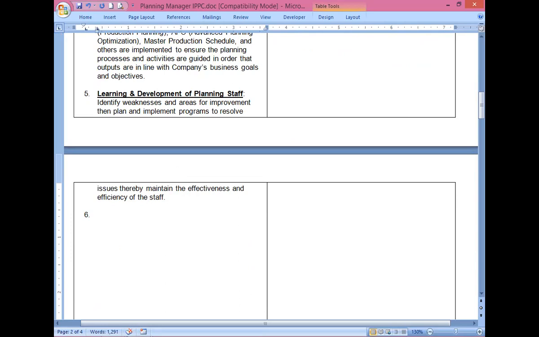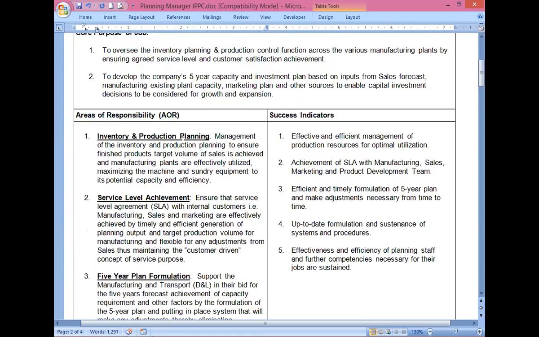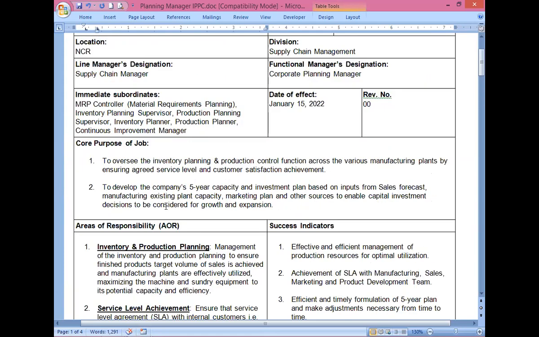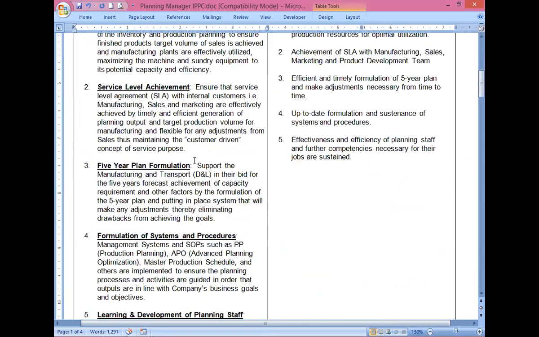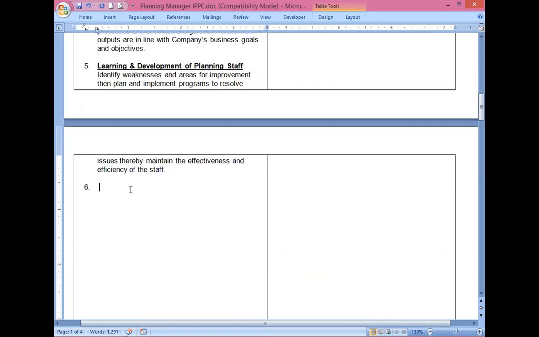So let's go for number 6, if I can still do it. Do you have number 6? I don't know. Because I mentioned here, where did I mention it? I mentioned here, yeah, remember I put continuous improvement manager. The reason why I put continuous improvement manager is because we have a continuous improvement responsibility.